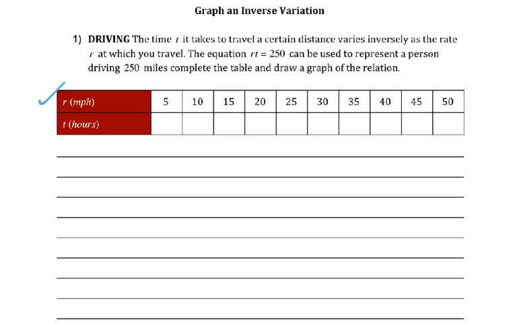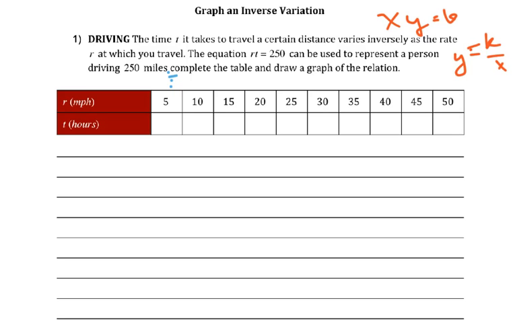Here we have r and we have t, and that's our table of 5, 10, 15, and so on. The time t it takes to travel a certain distance varies inversely as the rate r at which you travel. When you are given these problems in the book, you're thinking, okay, xy is equal to k, or maybe y is equal to k over x. So that's what they mean. They're telling you that. That's your go-to. So the equation rt equals 250 can be used to represent a person driving 250 miles, so that's the distance. Complete the table and draw a graph of the relation.